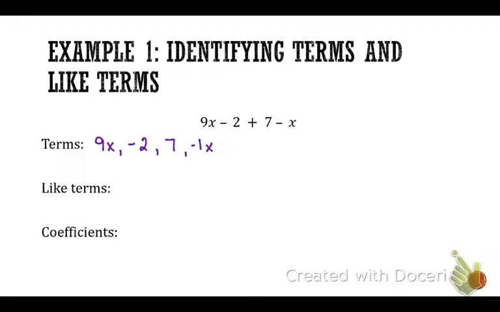So we're going to group them in parentheses to group the like terms together. So is there another term like 9x? Y'all just tell me. It has to also have an x. So negative 1x. Both of those terms have a variable. Both of those terms have an x. Do I have another set of like terms? Yes. Negative 2 and positive 7.